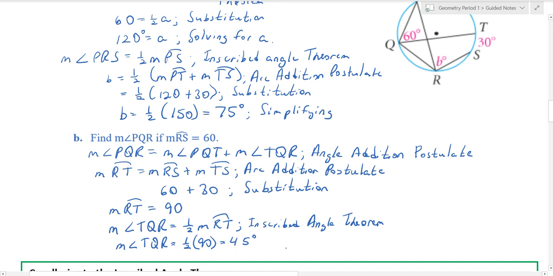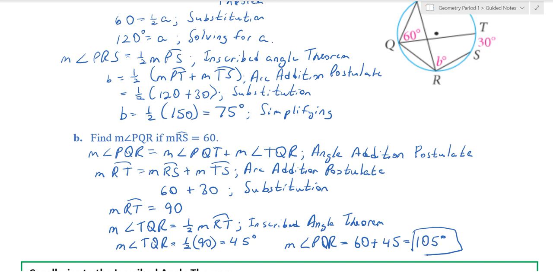But then we say that the measurement of angle PQR is 60 plus that 45 we just found, and that gives me 105 degrees, and that is my answer. Hopefully that's the same answer you got.